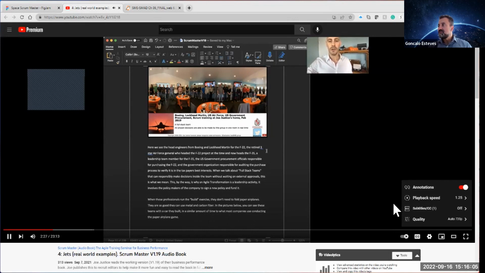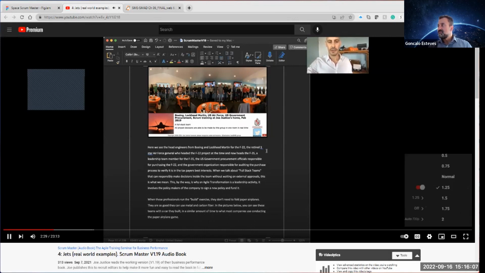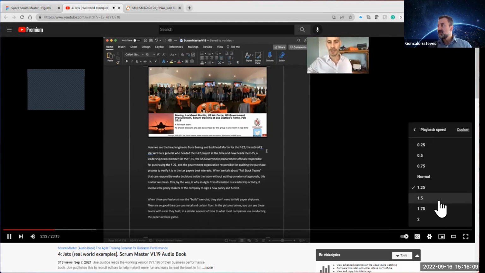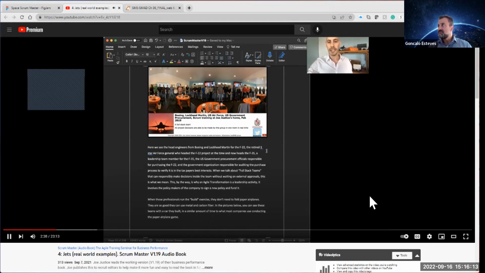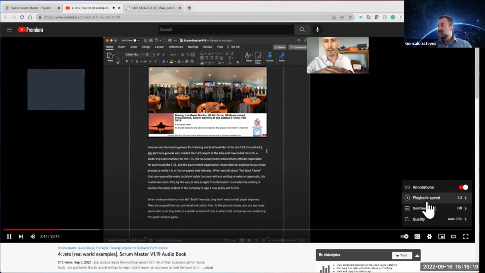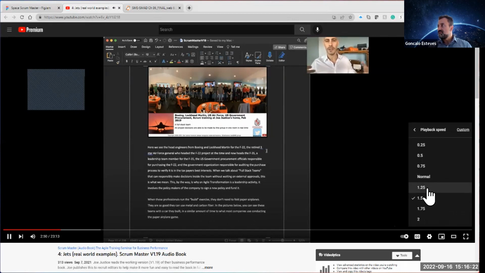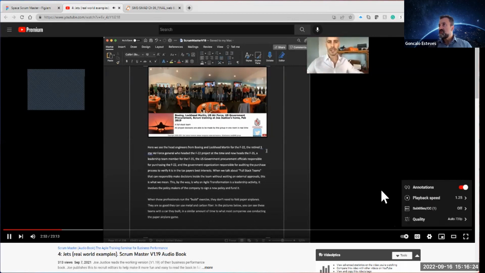When we talk about full stack teams that can responsibly make decisions inside the team without waiting on external approvals, this is what we mean. This, by the way, is why an agile transformation is a leadership activity. It involves the policymakers of the company to sign a new policy and fund it. Now, you can do agile without a leadership team. You then have a voting mechanism, share-based or percentage-based, or everyone has an equal vote.